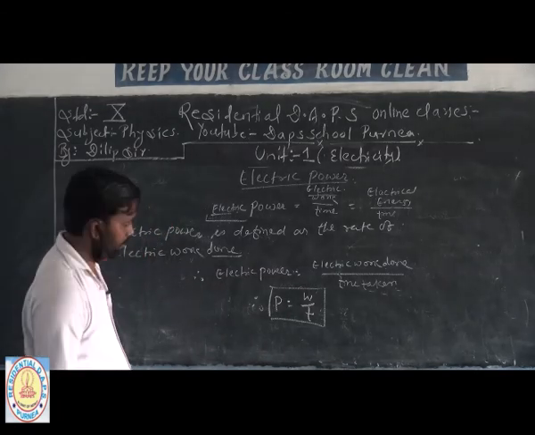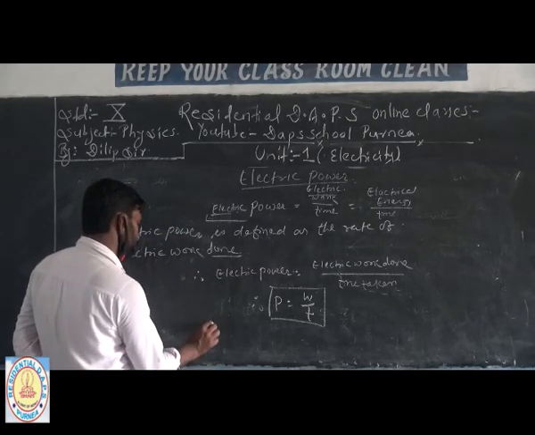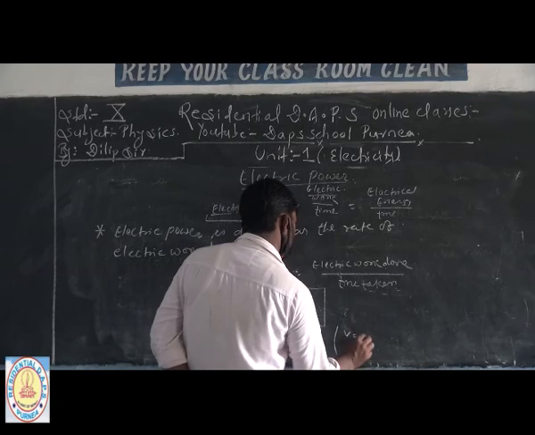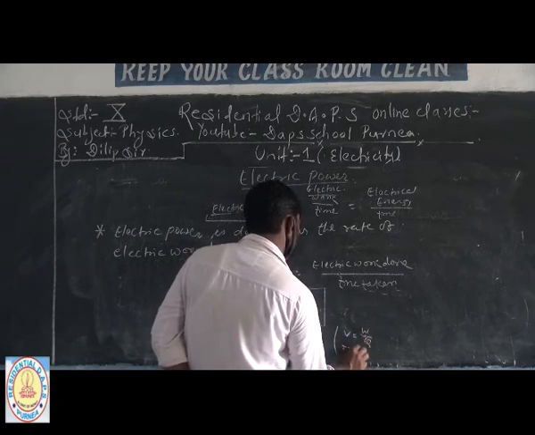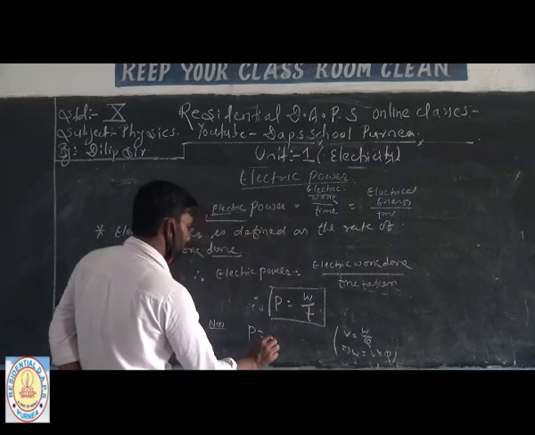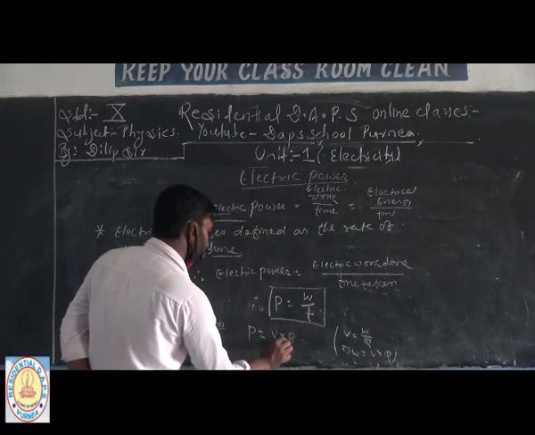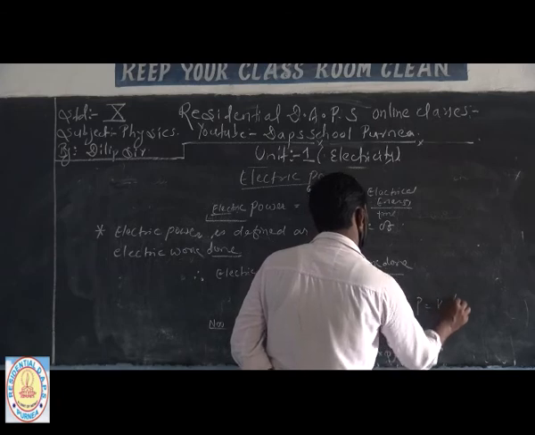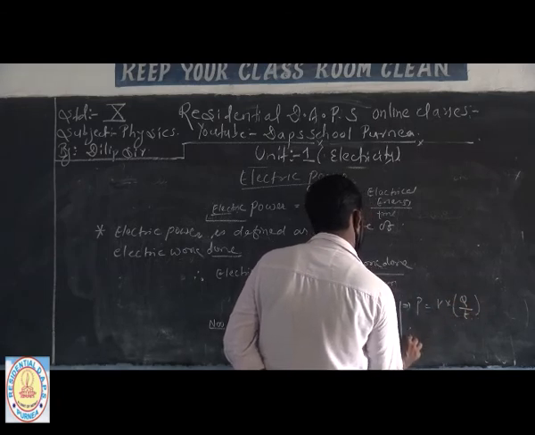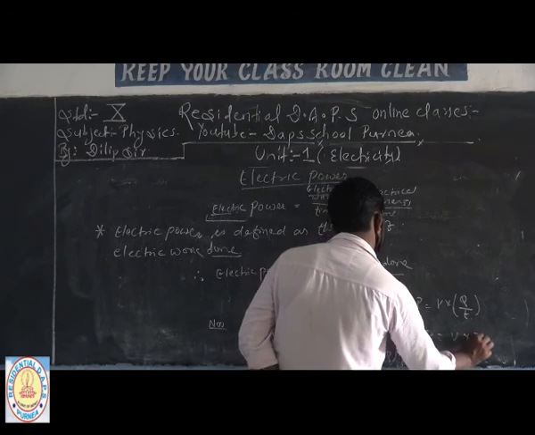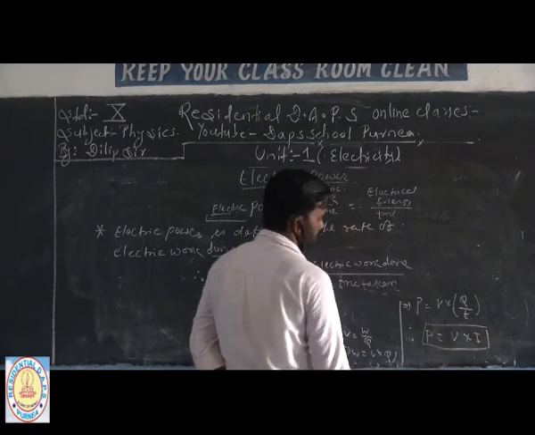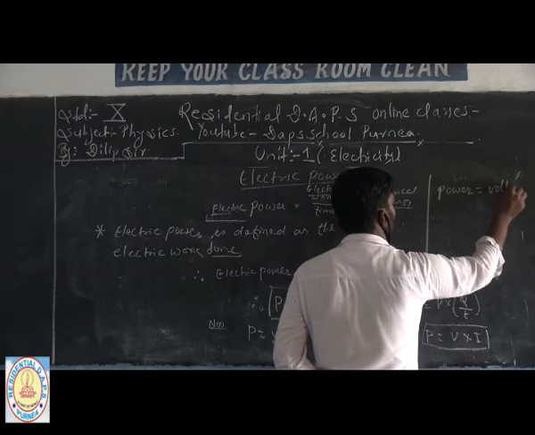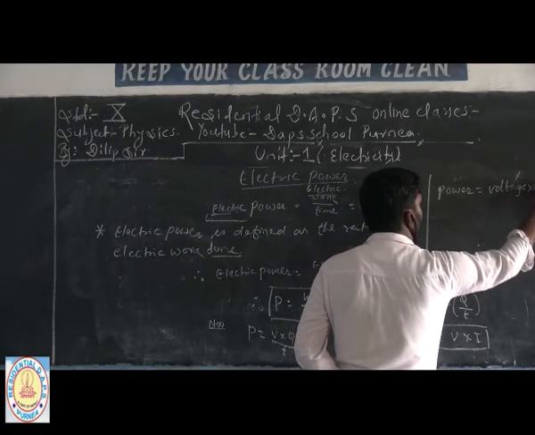We know this formula in standard 9. Now, P can be written as, we know V equals W by Q. This implies W equals V into Q. We can write here P equals V into Q upon T. Therefore, power equals V into Q by T, which equals I. Means power equals voltage into current.